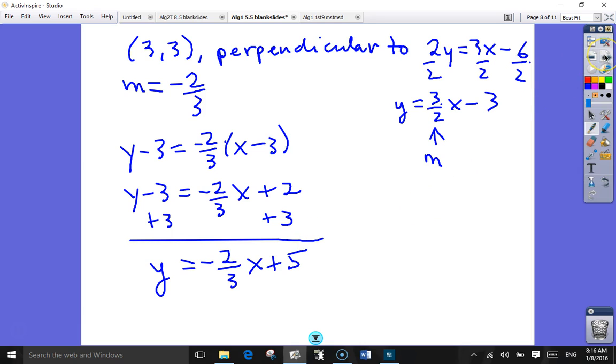Just remember, when you see those words, parallel, perpendicular, what it means is they're trying to tell you the slope, just not directly. They want you to figure out the slope by whether or not the lines are parallel, which means they're the same, or whether they're perpendicular, which means opposite reciprocals.